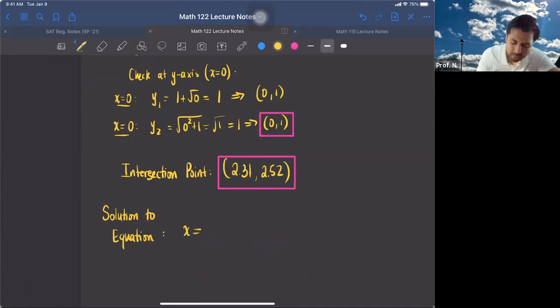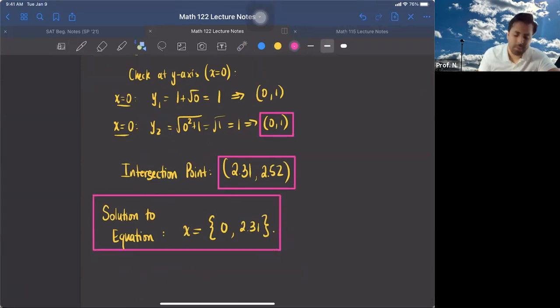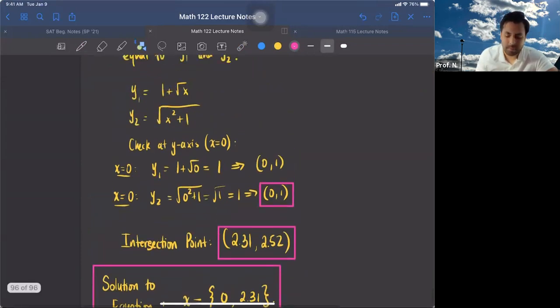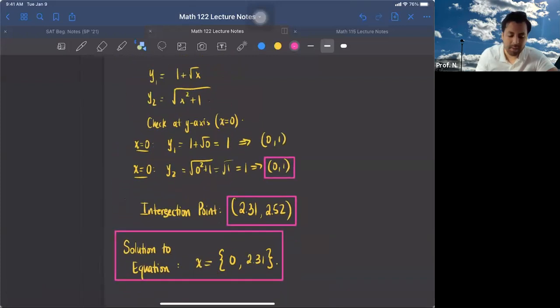So my x values are going to be bracket 0, 2.31. These are the x values where the intersection points occur for the graph. So that's what it is, 0.231. So does that make sense?